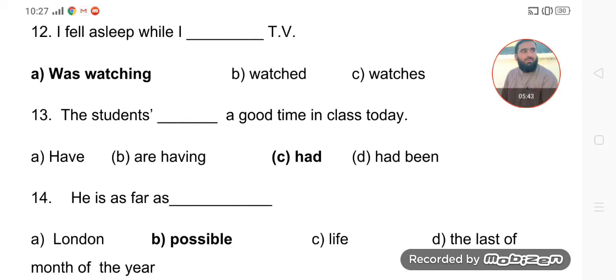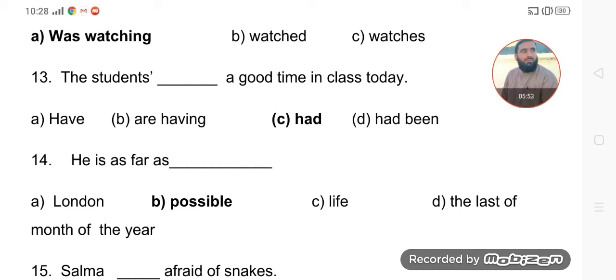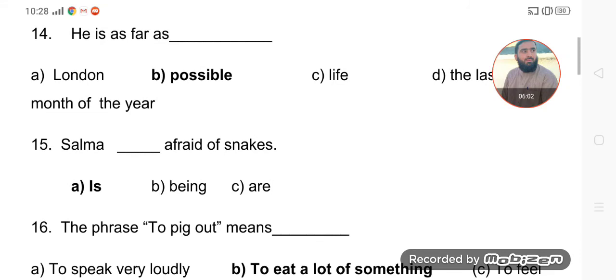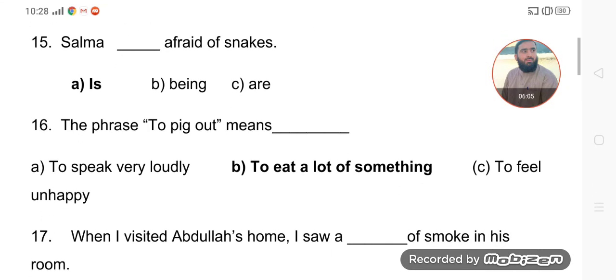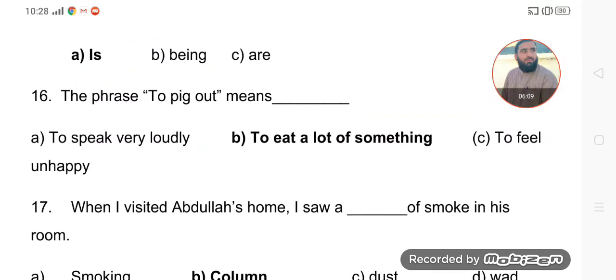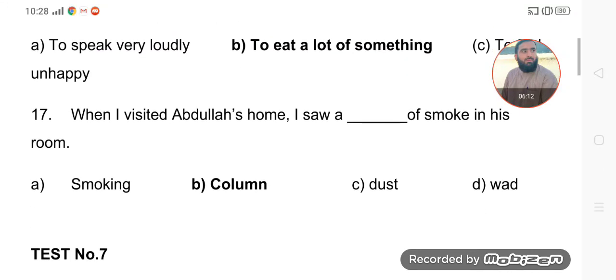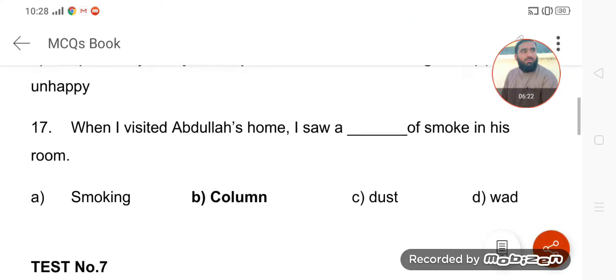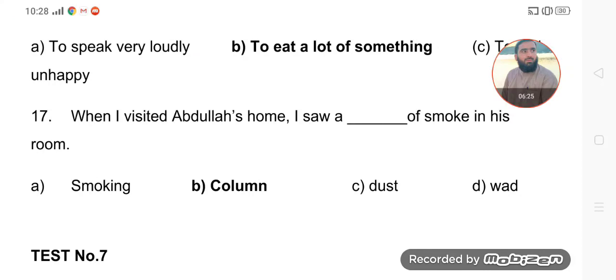The students dish a good time in class today. The students had a good time in class today. He is as far as possible. Salma is afraid of snakes. The phrase to pig out means to eat a lot of something. When I visited Abdullah's home, I saw a dish of smoke in his room, a column of smoke. Ye kuch comparative words hain, comparative nouns hain, jo hum inshallah next lecture mein padhenge.